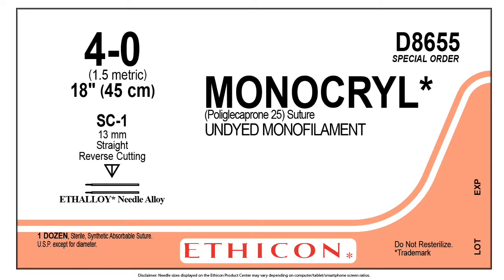It is describing what kind of filament it is, undyed. We'll discuss all of these characteristics in a bit. I'm just familiarizing you. The 4-aught here, okay, that's the size. Okay, that's a 4-aught. In a metric system, because 4-aught is the USP size, the metric system would be 1.5 metric. It also shows the length of the suture material, which is 18 inches. All right. The length of the needle, which is 13 millimeters. Sorry, the thickness or the circumference of the needle, which is 13 millimeters. All right.